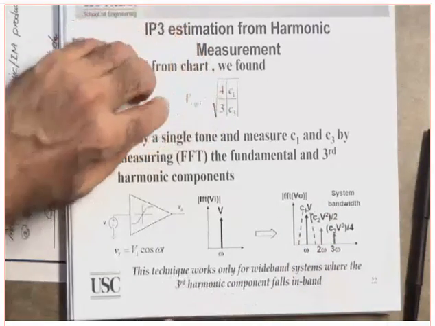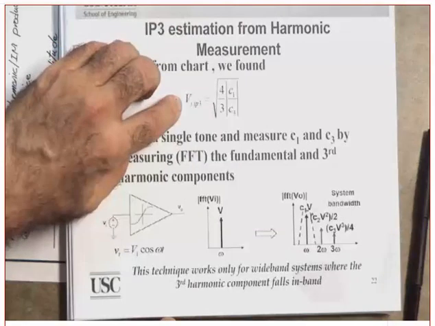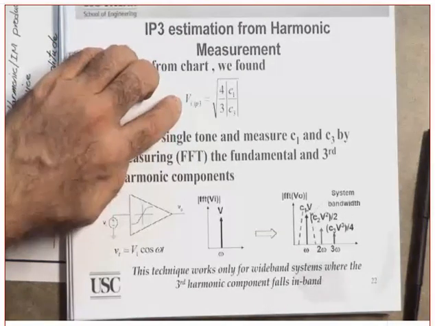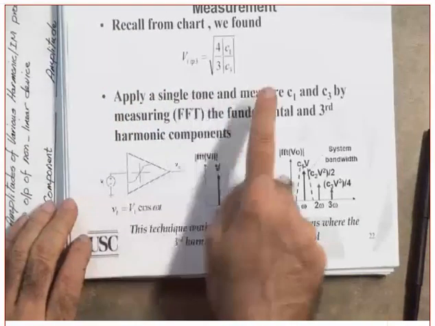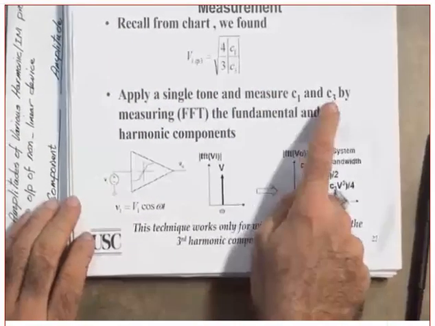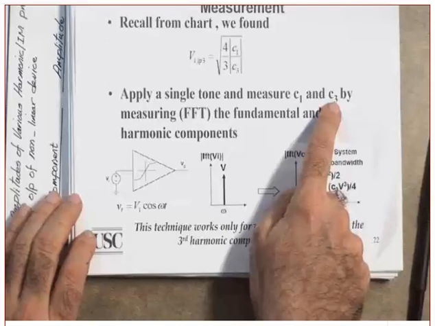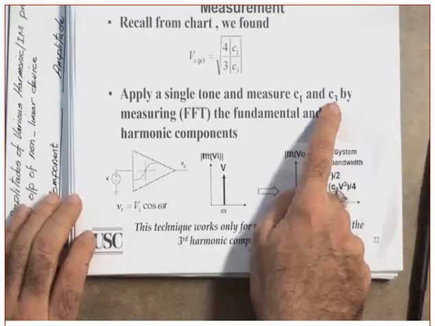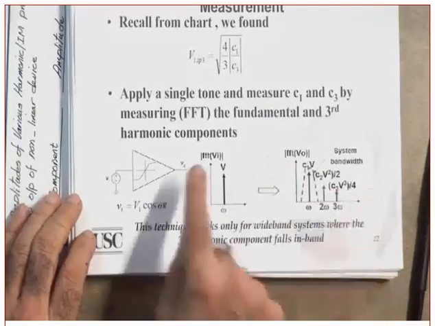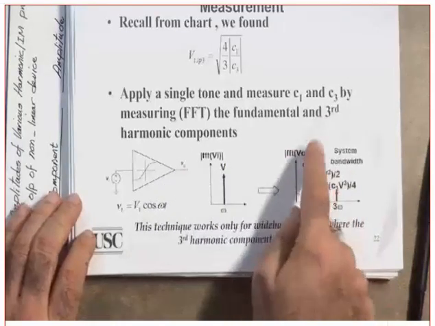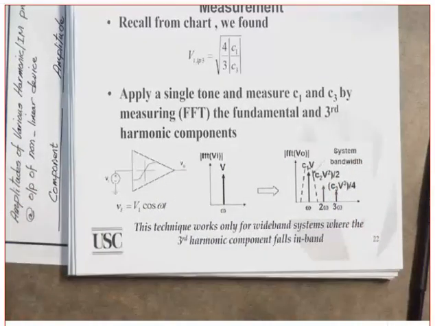And from this equation, you can estimate the voltage of the IIP3, the one that I just showed you a moment ago. Yes or no? Okay, what do you apply? You apply a single tone and measure C1 and C3. C3 is the third order harmonic. C1 is the fundamental, and from it, again, you take the FFT. You can get all of these techniques.